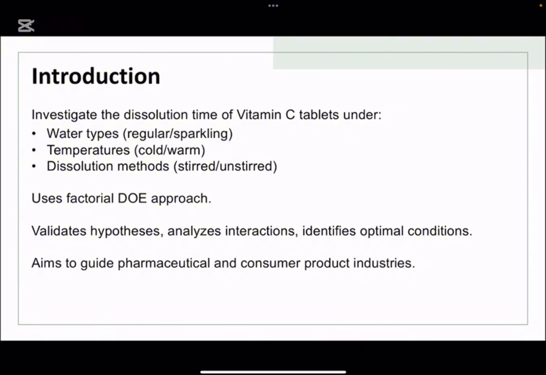Vitamin C dissolution efficiency is critical for pharmaceuticals and consumer products. Our study investigates how three factors, water type, temperature, and dissolution method, affect dissolution time. Using a factorial DOE approach, we aim to identify optimal conditions and provide actionable insights for industry applications.